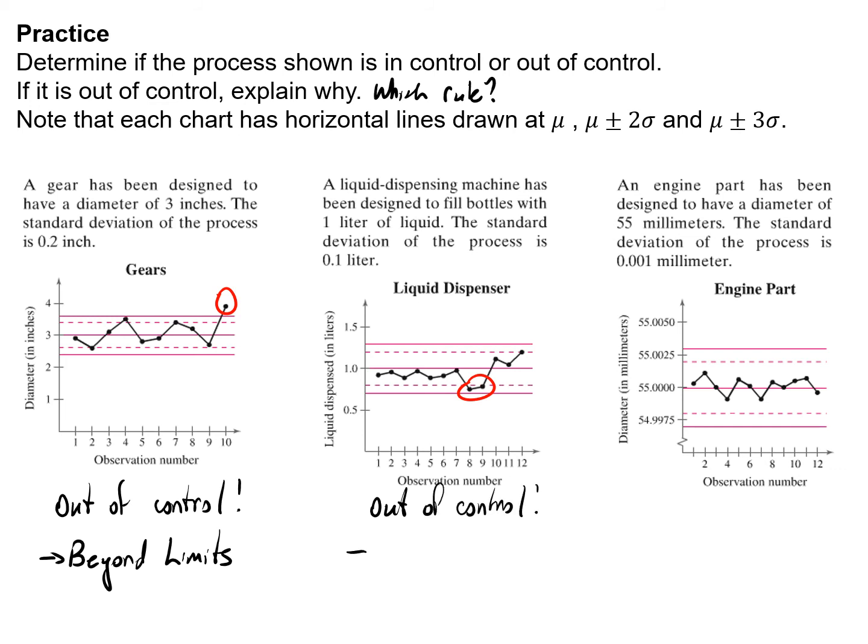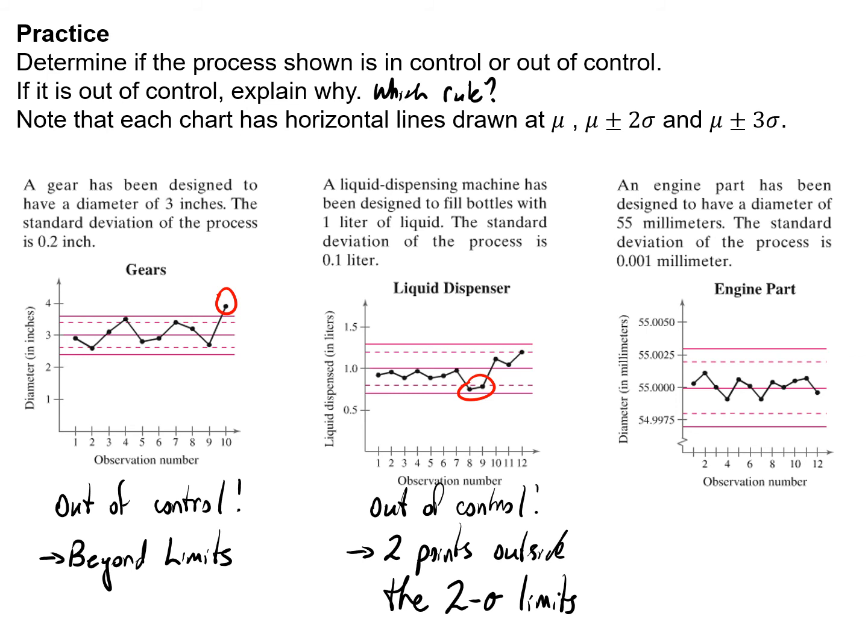And why? We have 2 points. In this case, they're consecutive. 2 points outside the 2 sigma limits. That's bad. All right, out of control. We have 2 points that are outside the 2 sigma limits. This part up here actually would have been fine.